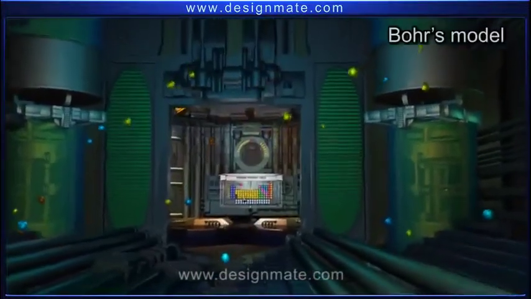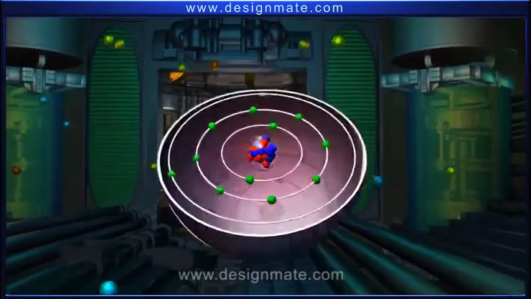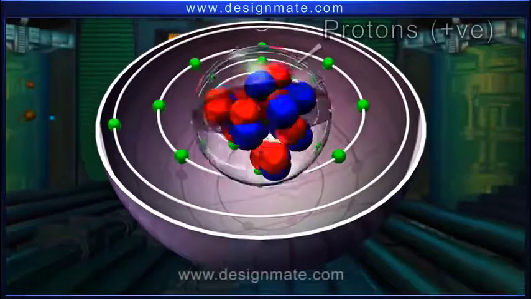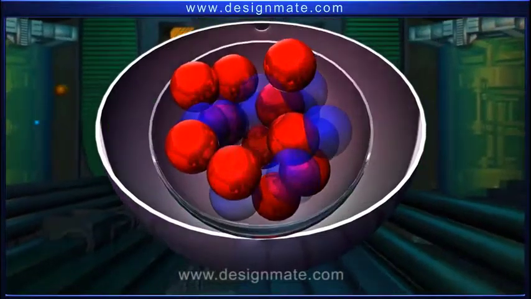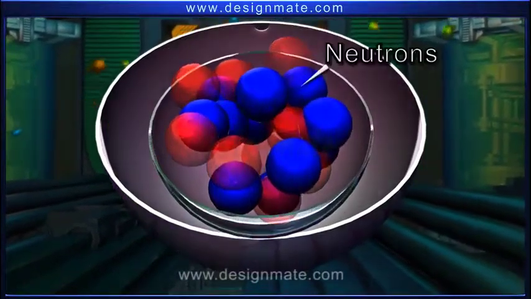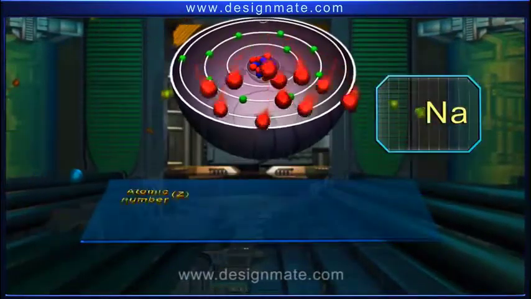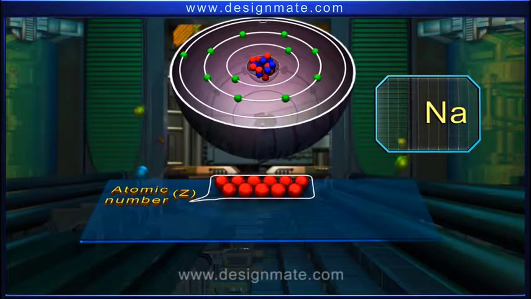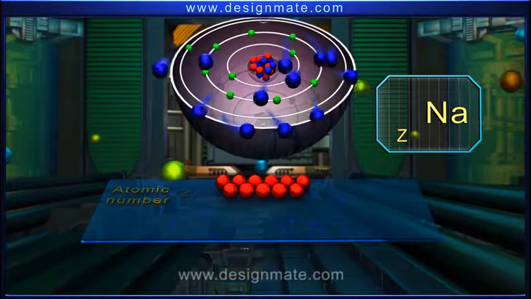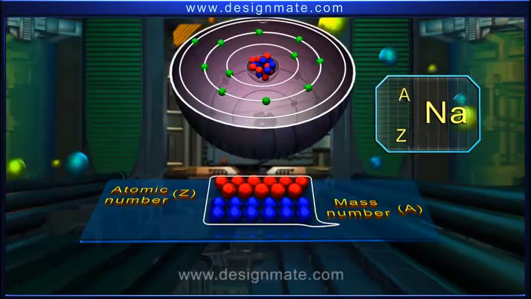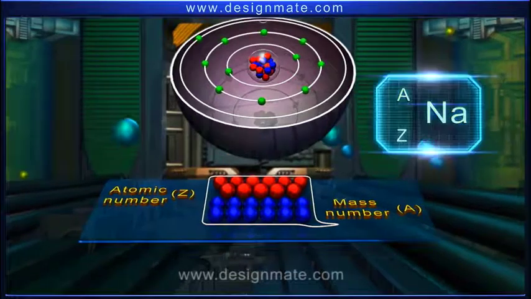According to Bohr's model, an atom consists of a central part called the nucleus, which contains positively charged protons and electrically neutral neutrons. The number of protons in an atom is called its atomic number and is represented by Z, while the sum of its protons and neutrons is called its mass number, which is represented by A.